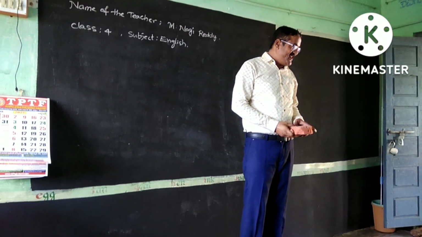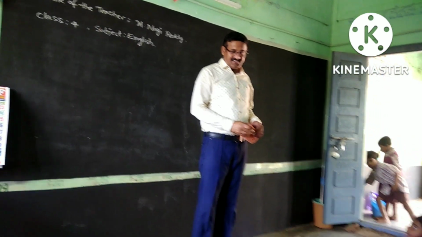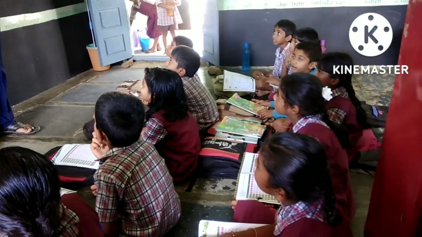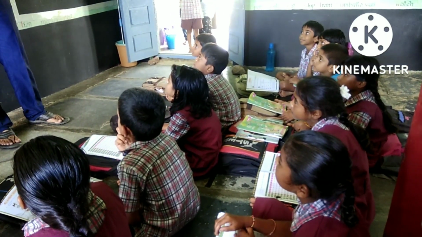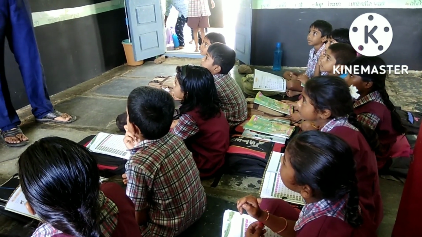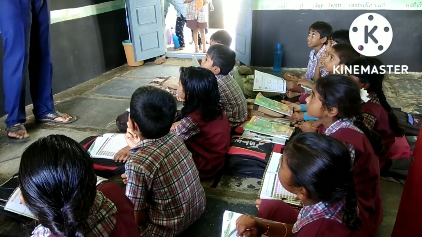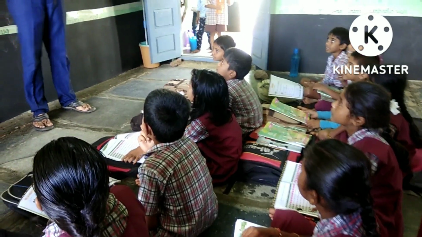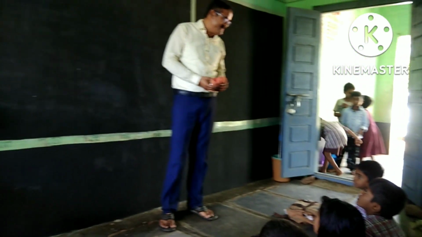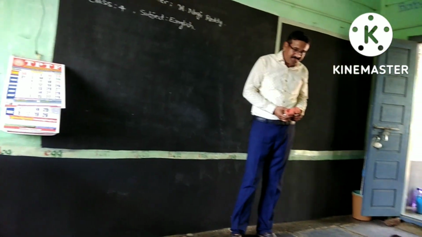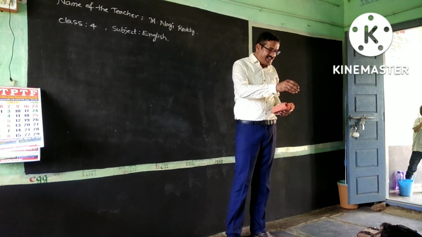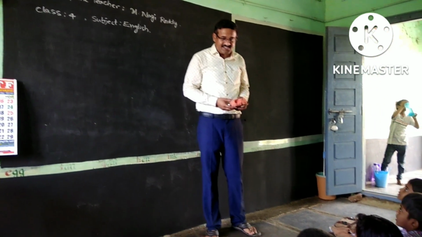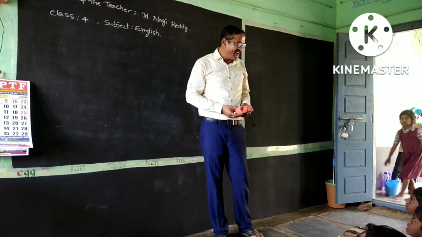All of you have completed your lunch? Yes, sir. Very nice. I have also completed my lunch. What did you eat for lunch? What type of vegetables? What type of curry did you eat? Rice. Rice and curry. Which curry today? Sambar. Any vegetables put in there? Yes, sir. Sambar. What are the vegetables?